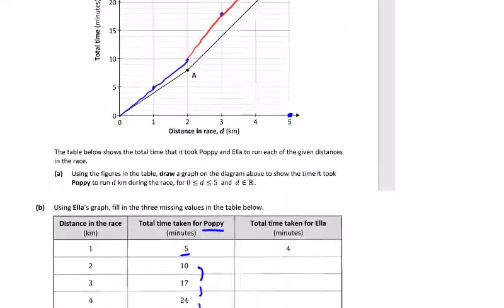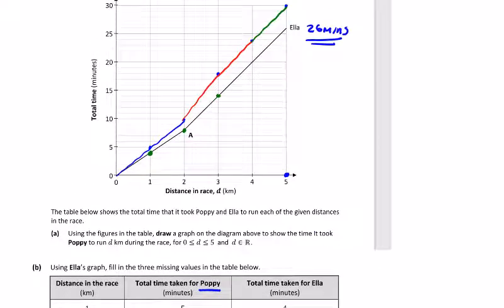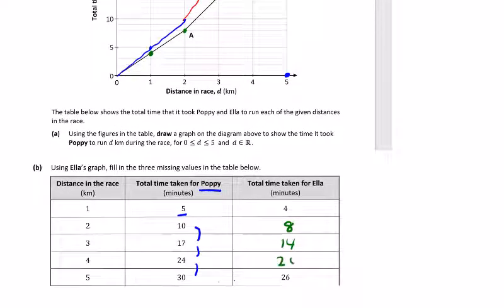And then we're asked to fill in the times for Ella as well. You can see she did the first kilometer in 4. The second kilometer up to 8. Total time, we're looking at the total time here. The third kilometer is at 14. The fourth kilometer is exactly on the line there at 20. And then we had 26.